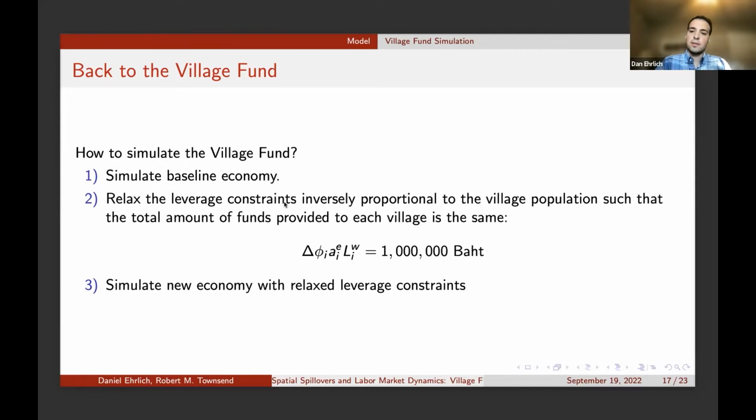Because there's essentially variation per capita here, we're going to assume that the amount of baht is scaled by the number of workers in each village, which is this L_iw. You can carry that over to the other side and divide it through. So that gives you the credit per capita. And then we're going to assume that the amount of funding that firms or entrepreneurs want to borrow from this 1 million baht is going to equal this equation here, which is the change in the leverage constraints times their initial assets, which is the maximum amount that they can borrow when they're constrained.